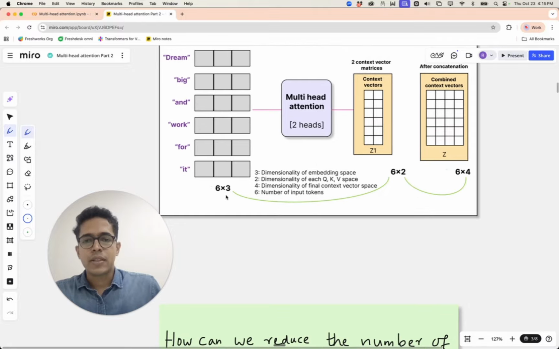So this is what we discussed. If we had 6 input vectors, each of 3 dimensions, in each attention head you will have 6 vectors, and the dimensionality in each individual head will be 2 if it's a multi-head attention with 2 heads. And then the final context vectors will have 4 dimensions.